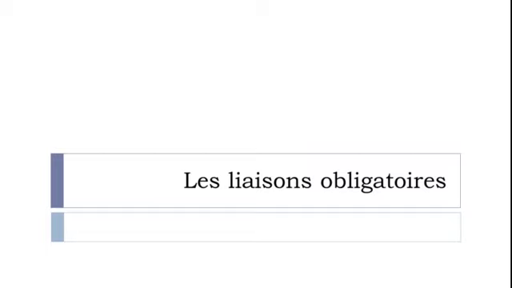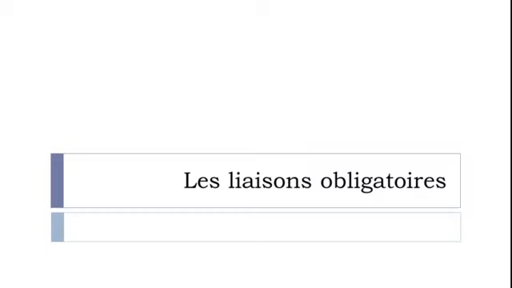So this video will only focus on les liaisons obligatoires, the ones you should make. After that we'll see the ones that you shouldn't make, and then the ones that are optional, so it's possible to make them or not. But in this video we'll focus only on the ones that you should make.